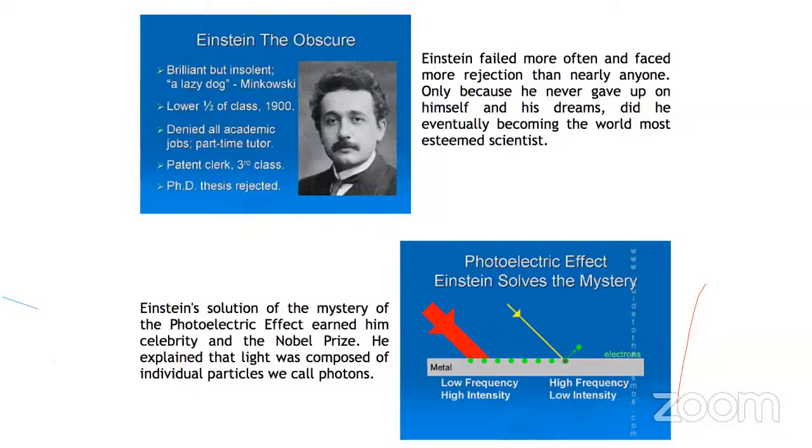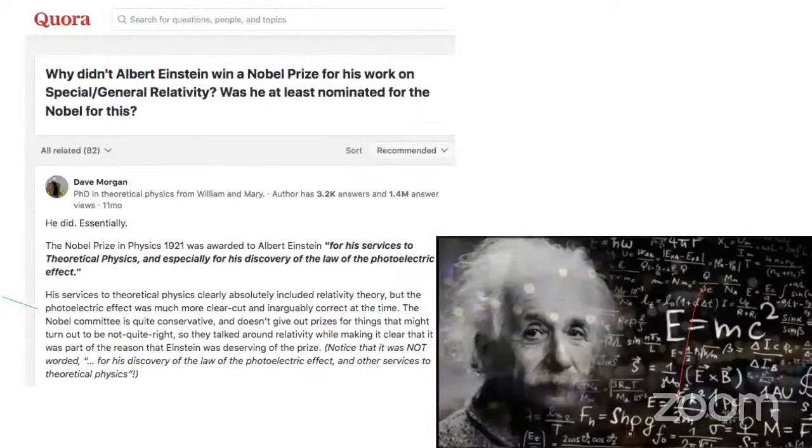But needless to say, this is what gave him the prize. People ask, why didn't Albert Einstein win the Nobel Prize for his work on special or general relativity? Was he at least nominated? I found it interesting that someone had asked this on Quora. Of course, Einstein is most famous for his E is equal to mc squared, how he looks, his hair, and this famous E is equal to mc squared. So this has reached the imagination of the common man. It's written on t-shirts, written on mugs, etc.